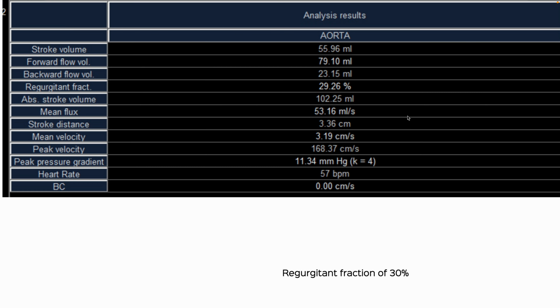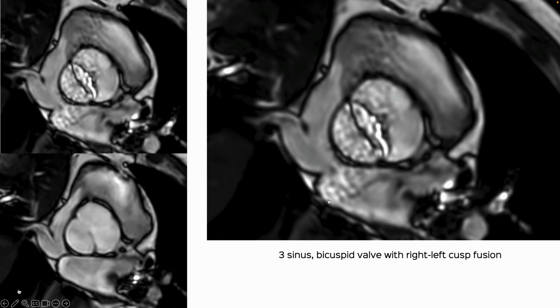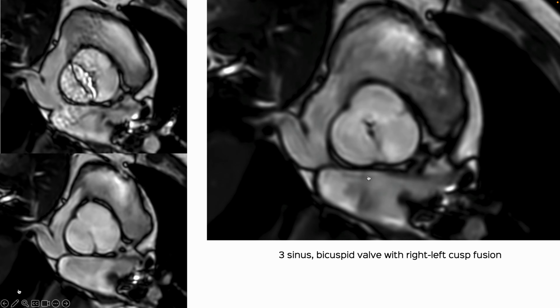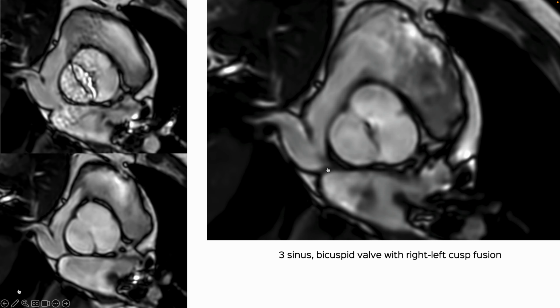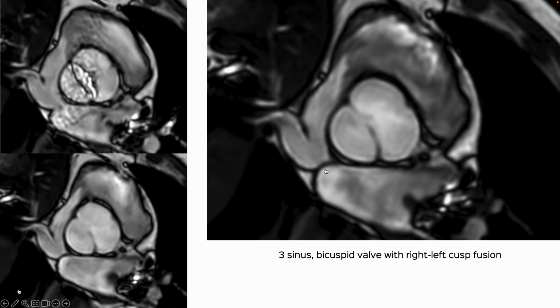AV, and the flow studies using the phase contrast sequences showed a regurgitant fraction of 30. And then we did the transaxial, and there's this whole thing where the best way is to align it in a way that the RA and LA, the interatrial septum, is at the 7 o'clock position.